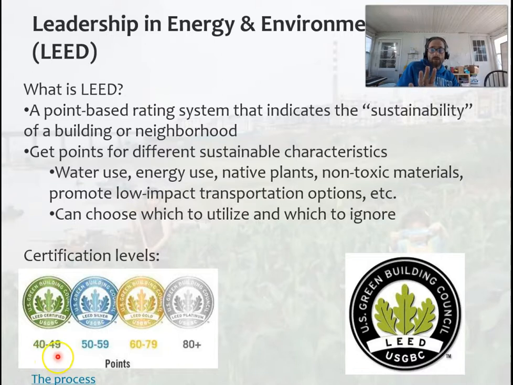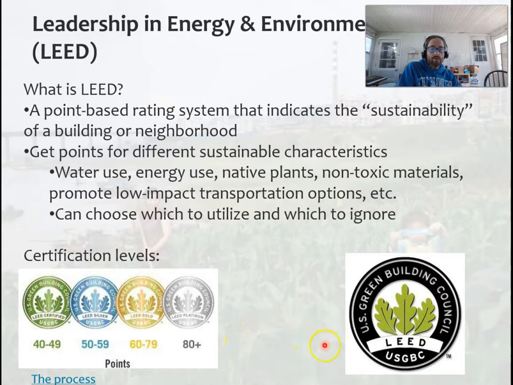And there's 4 levels of certification. You want to jot these down. You have your certified, which are 40 to 49 points, silver 50 to 59, gold 60 to 79, and then platinum, which is the highest level certification, 80 plus. So you can see it's relatively intuitive. Higher score means more quote unquote sustainable, right? And it's pretty hard to get a platinum certification.